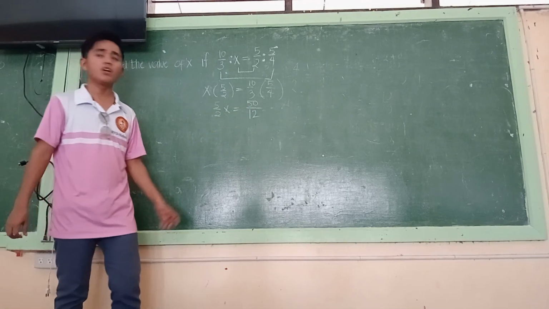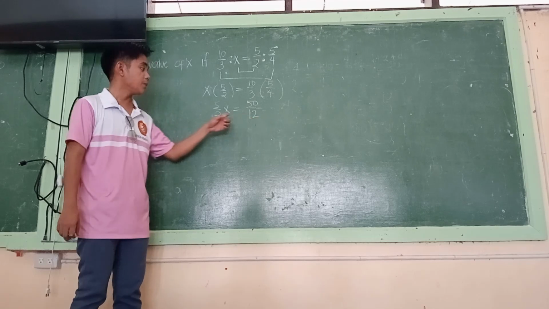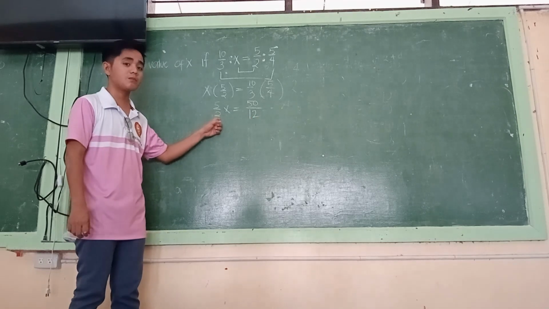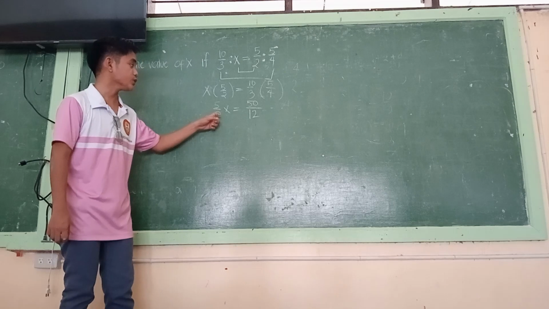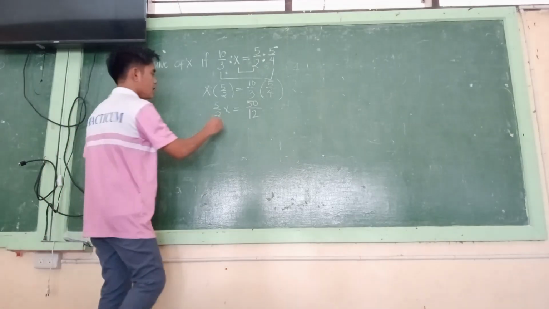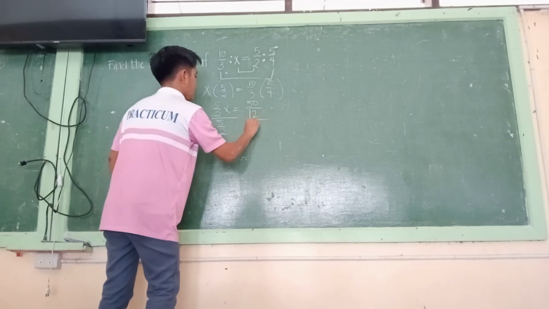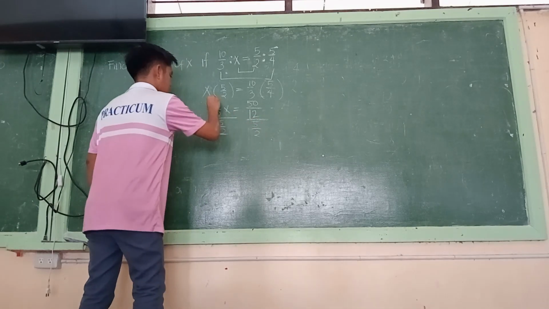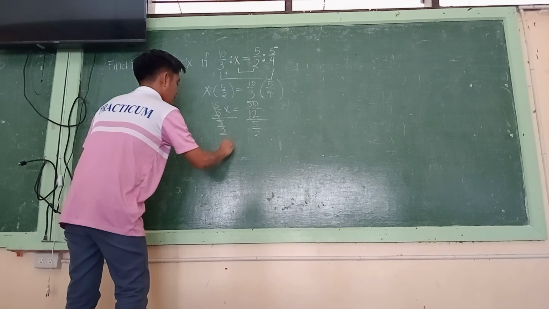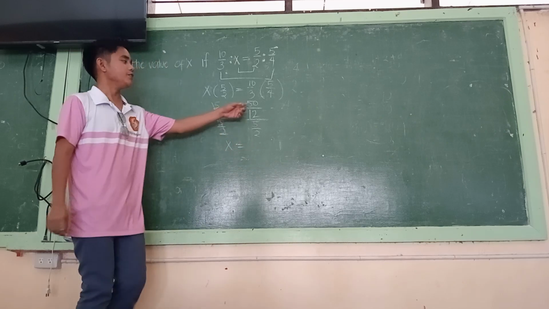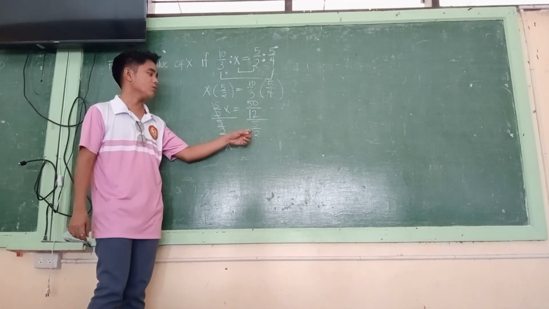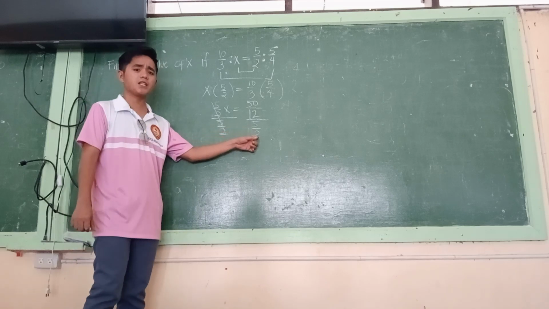Next, divide both sides by 5 over 2, so that the 5 over 2 of x is cancelled out and only x remains. Divide both sides by 5 over 2. Okay, cancel. x remains, which is equal to 50 over 12 divided by 5 over 2.